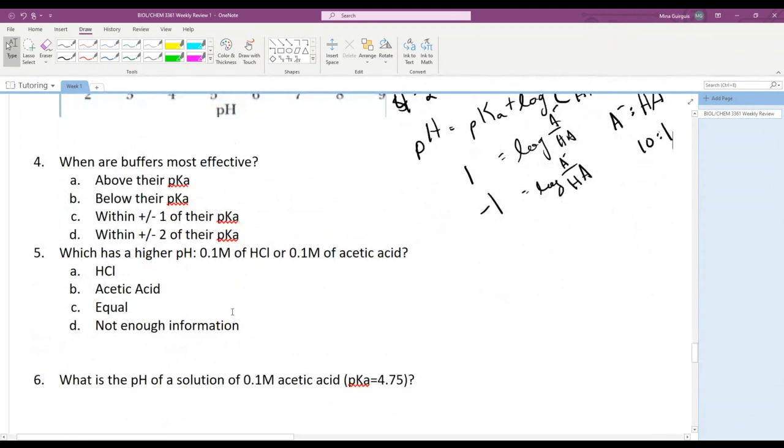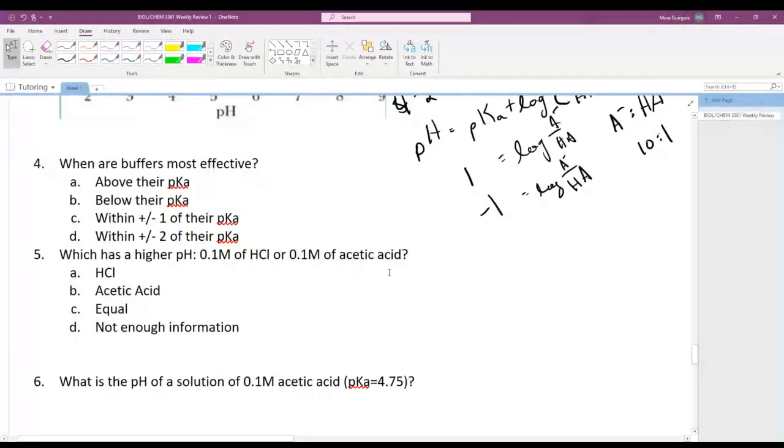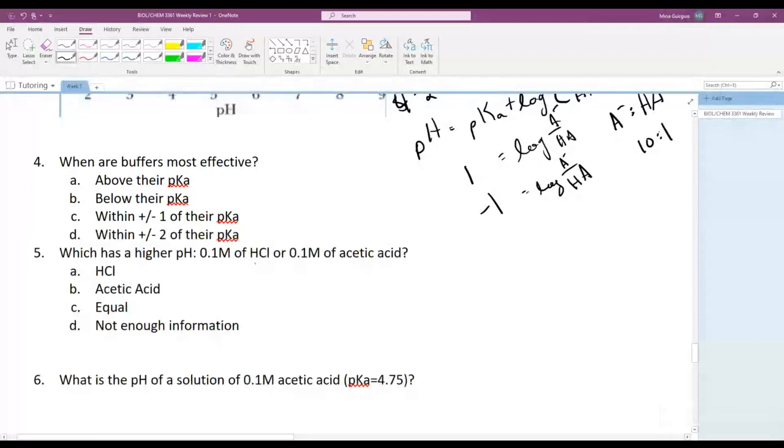Number 5 is fairly similar. Which has a higher pH, 0.1 molar of HCl or 0.1 molar of acetic acid? Okay, so I tried to make this one as easy as I could. I guess the biggest question is, are these strong acids or weak acids? If you guys want to go ahead and type that in the chat.